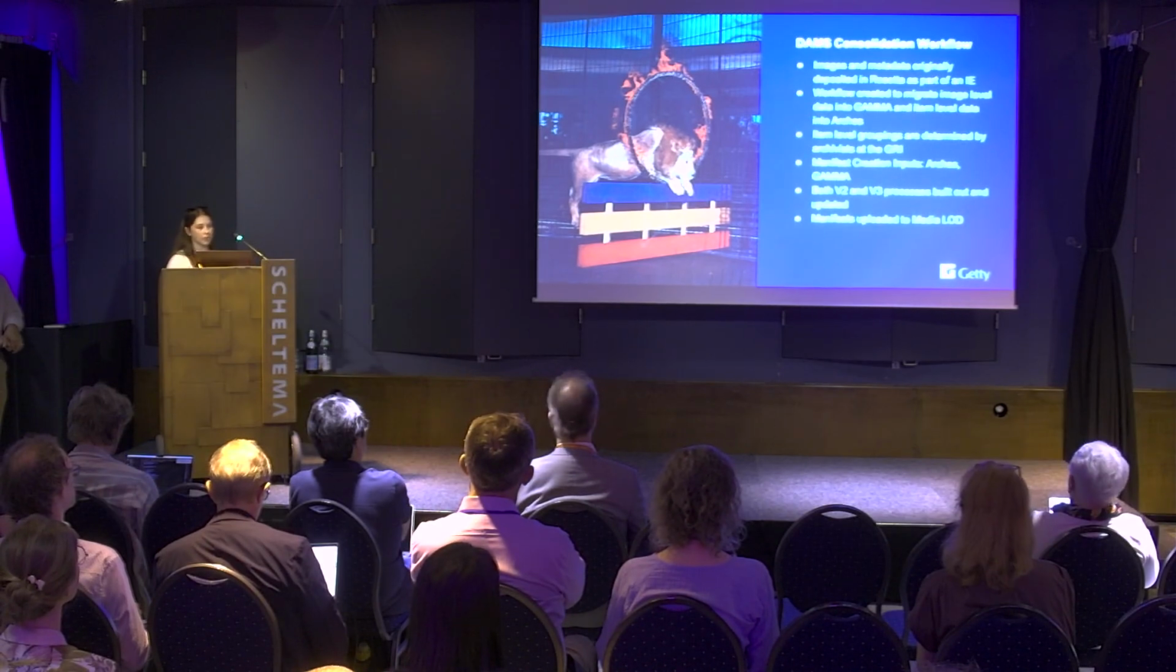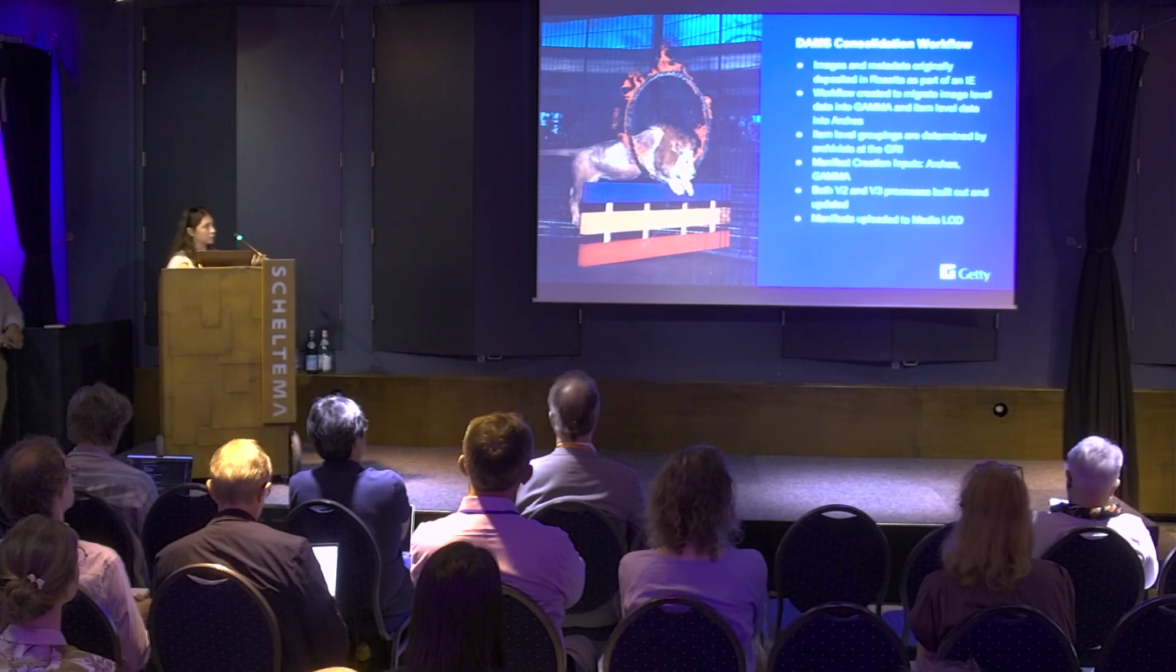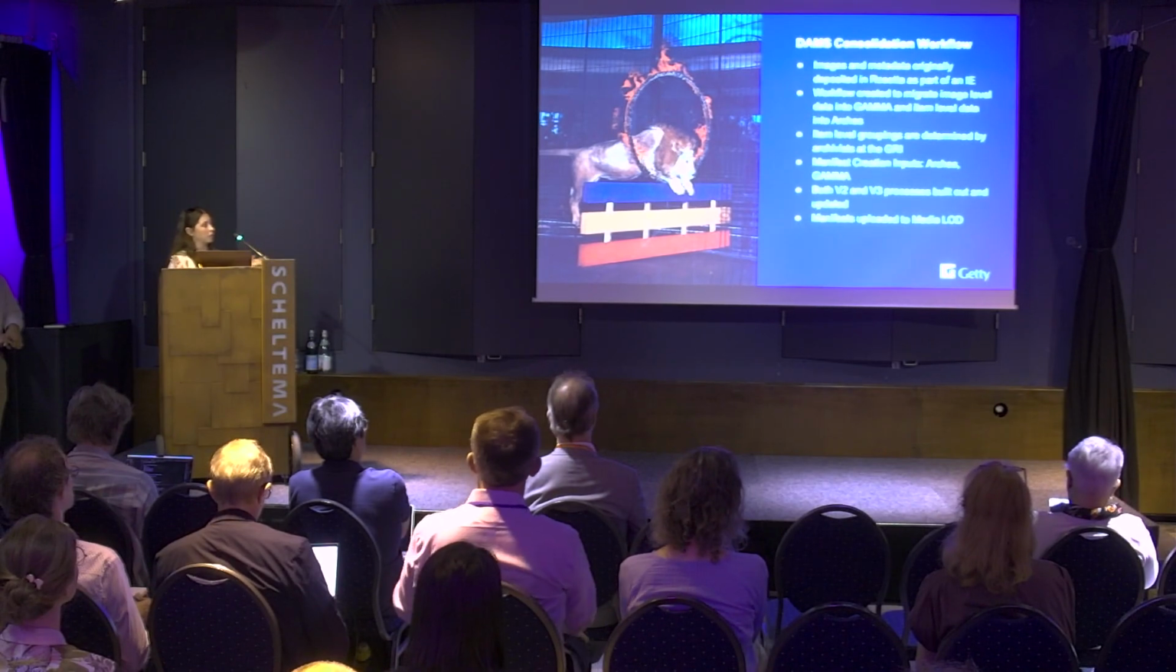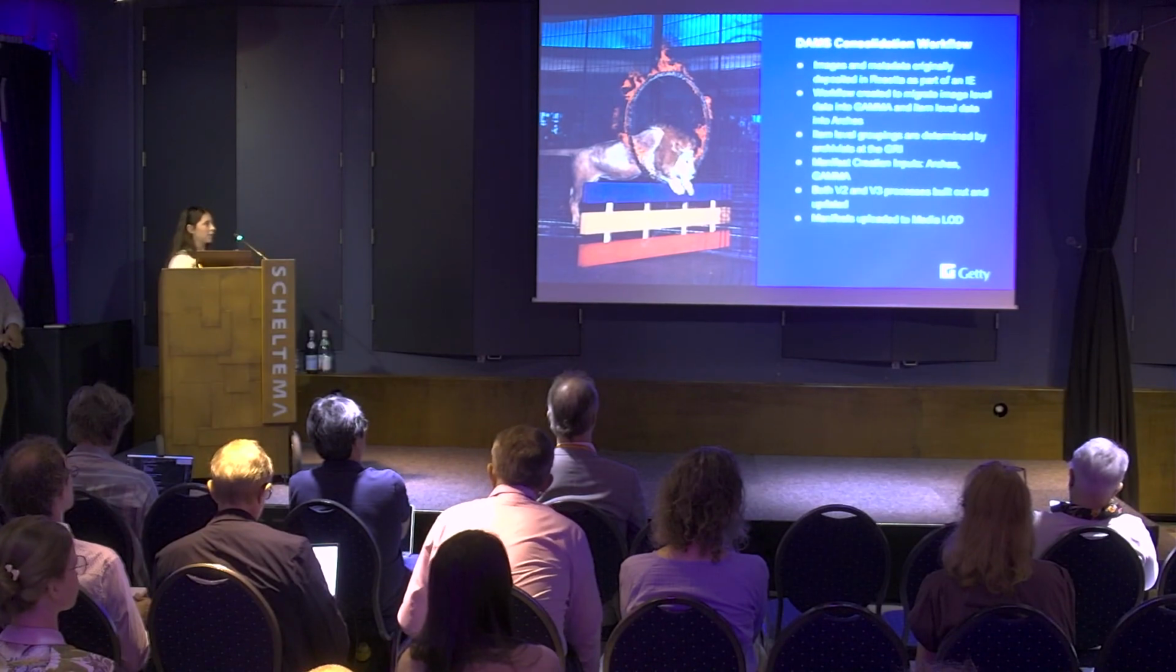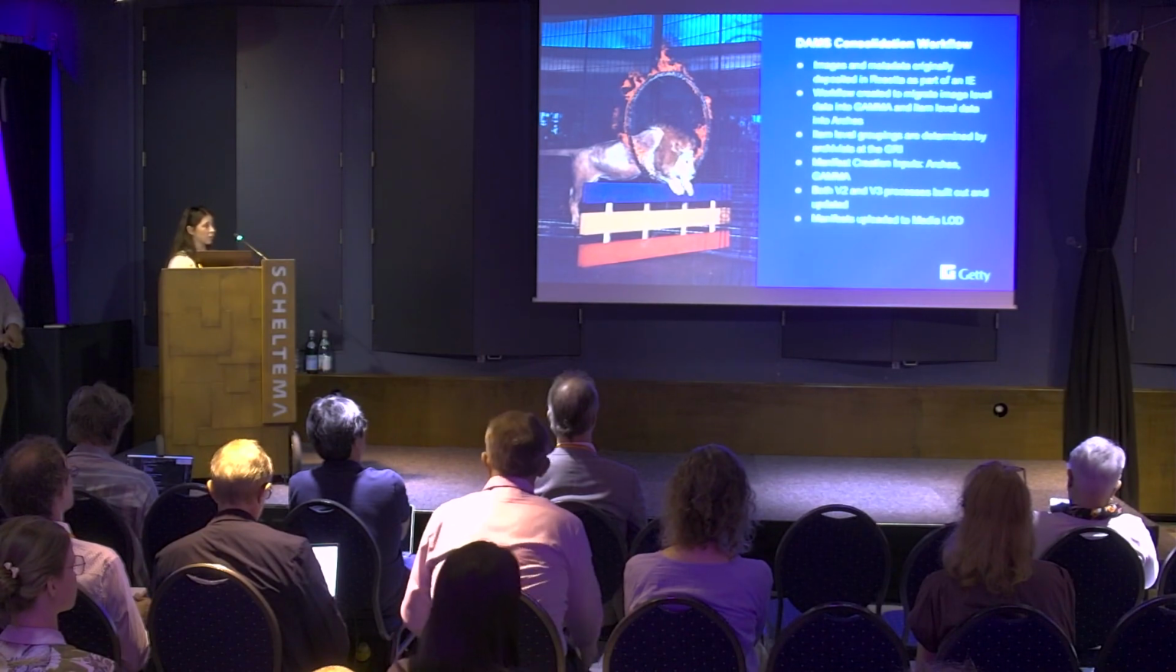So all of the data will still remain in Rosetta for preservation purposes, but we want to move it into Gamma and Arches so that we're able to have item-level metadata and also separate those systems and use them as they're intended. So originally, this data was deposited into Rosetta as part of an IE, and we've created a workflow to migrate the image-level data into Gamma and the item-level data into Arches.